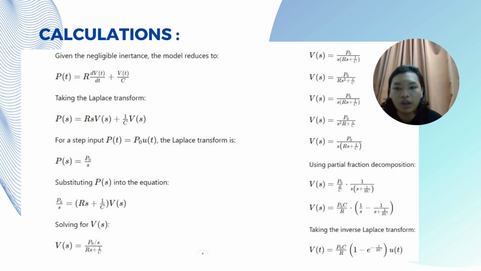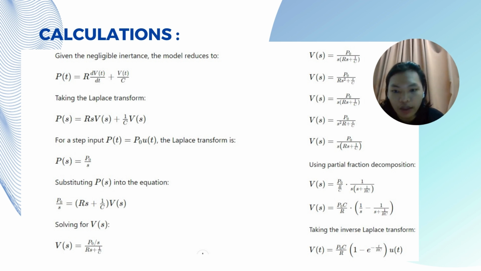Taking the Laplace transform, we get P(s) equals R s V(s) plus 1 over C times V(s). Then we input for a step P(t) what we get in the problem statement, that is P initial U(t), so we get P(s) equal to P initial over S. After that, we substitute P(s) into the equation. So we get P initial over S equal to R s plus 1 over C times V(s), because we found P(s) after taking the Laplace transform.